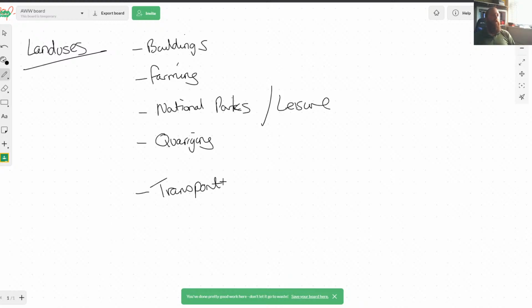Okay, so if we start going through and having a look at these ones, there are probably other ones as well, but these are the different uses that humans are putting the land to. All of these will have an effect on the environment. If you think about buildings and transport, what these are doing is decreasing available natural land.